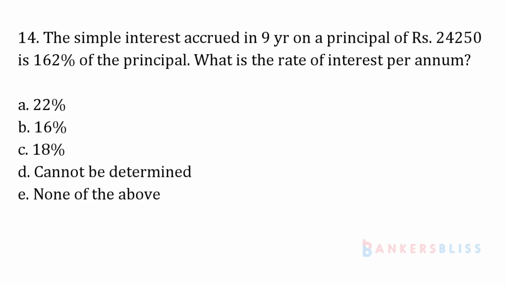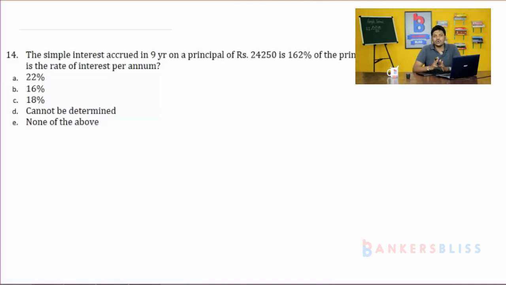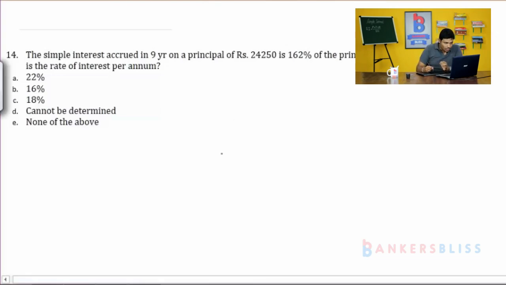Let us go for the next problem, problem number 14. The simple interest accrued in 9 years on the principal of 24,250 is 162% of the principal. What is the rate of interest per annum? Very simple, do not go for the formula again. For 9 years, you are getting 162% interest on the principal. Whatever may be the interest amount, you have to calculate it on the principal amount itself. So 162% is the total interest you are getting for 9 years.